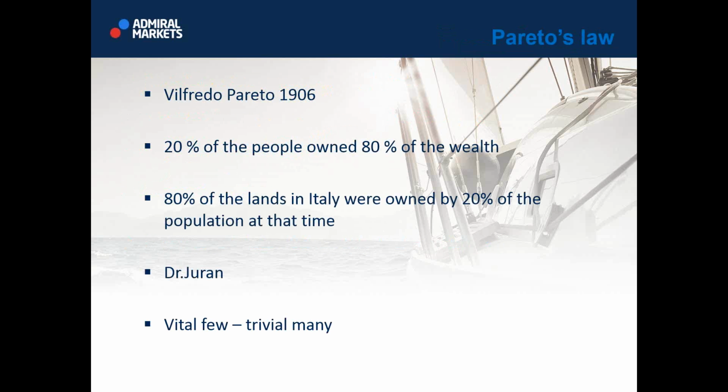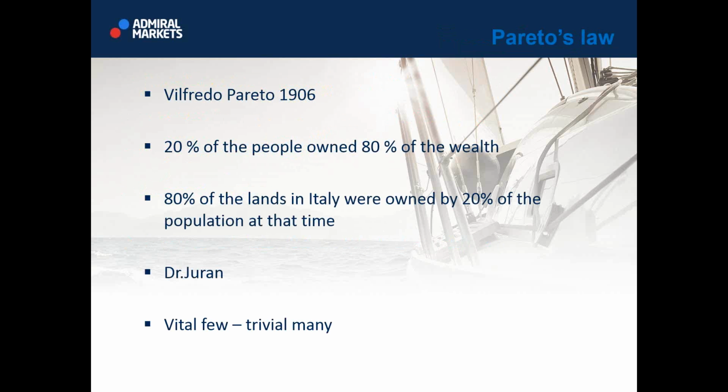Maybe you didn't hear about it, but in the year 1906, at the beginning of the 20th century, Italian economist Vilfredo Pareto created a formula which described the distribution of wealth in his country. What he observed was that 80% of the land in Italy was owned by 20% of the population at that time.